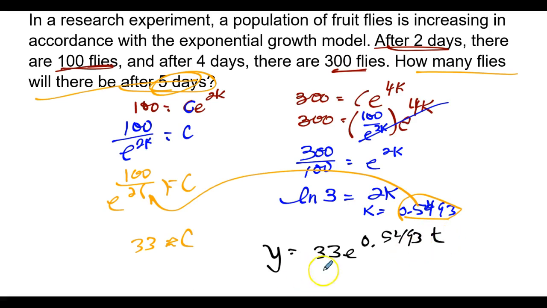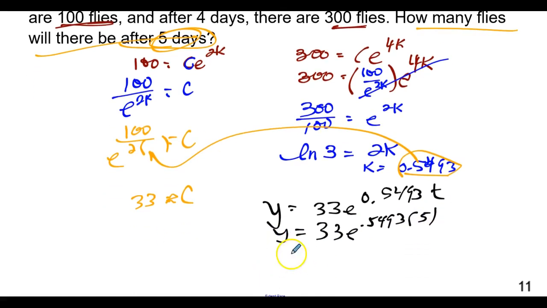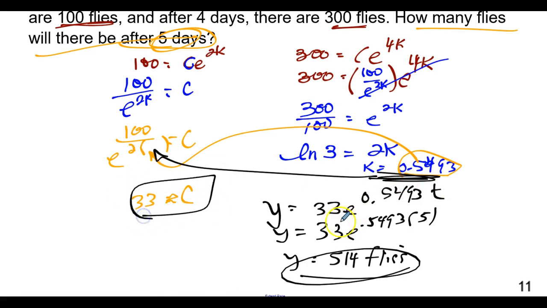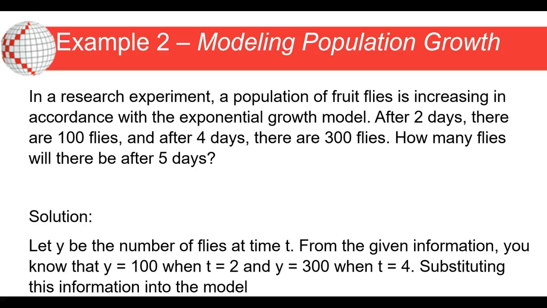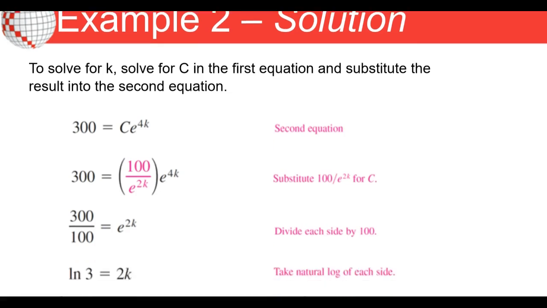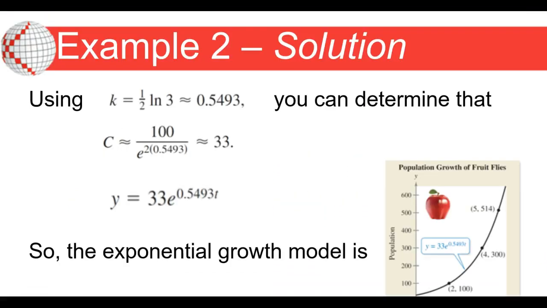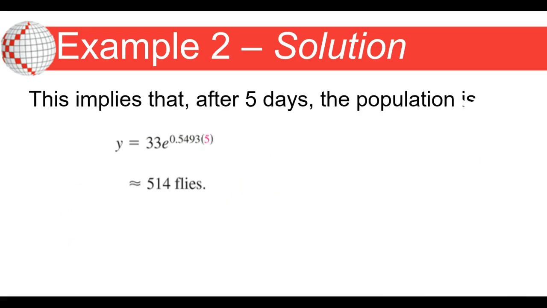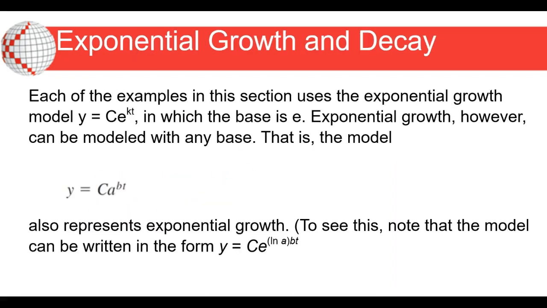So now all I have to do is plug in 5 days for t. That's the amount of time, and solve for y, and y turns out to be close to 514 flies. So we first found k, then we substituted that back in and solved for C, wrote myself a general equation and solved for y. Here's the author's worked out solutions, which are posted on Blackboard. And if you haven't already, you can go to Blackboard and download a blank copy of this, and there's 514.